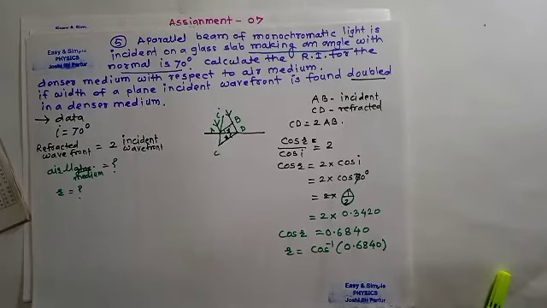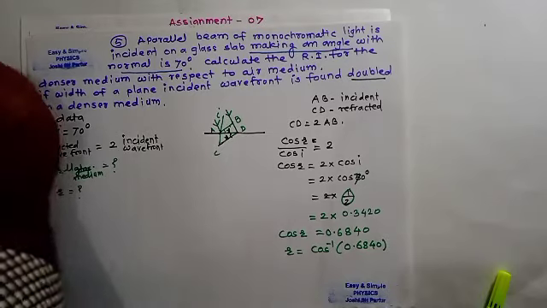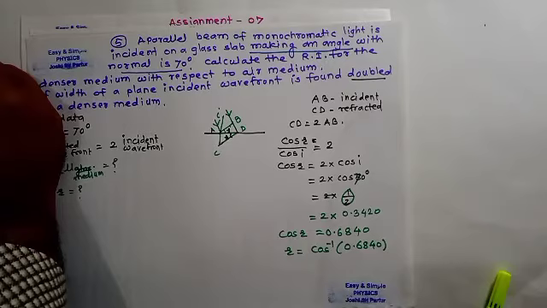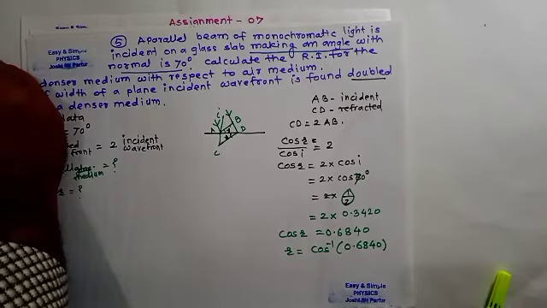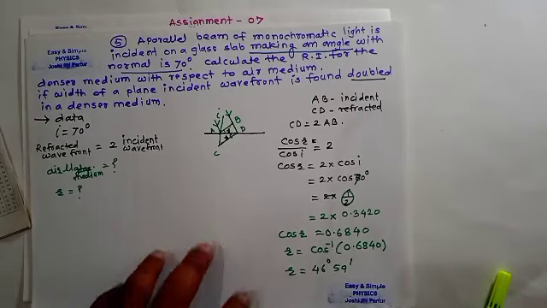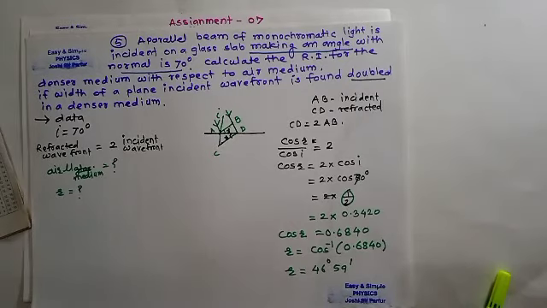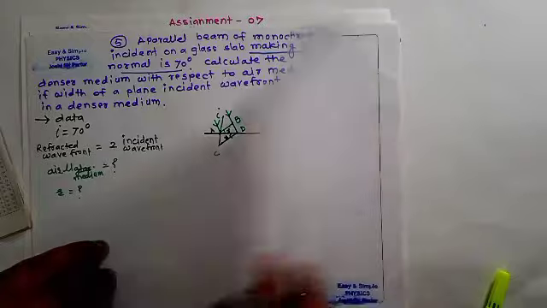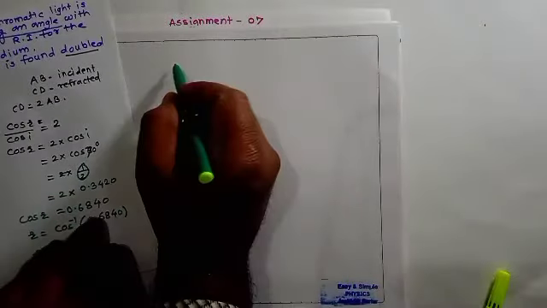If we look at 0.68, 6840, 6833, and here 6 is remaining, adding 59, so it is 46 degree 59 minutes. R is equal to 46 degree 59 minute. And if I is given and R is given, we can find out the refractive index of the medium.